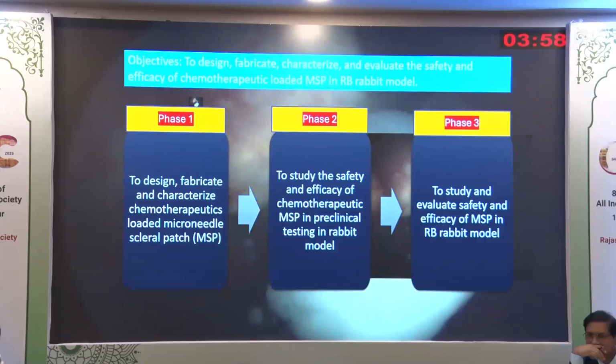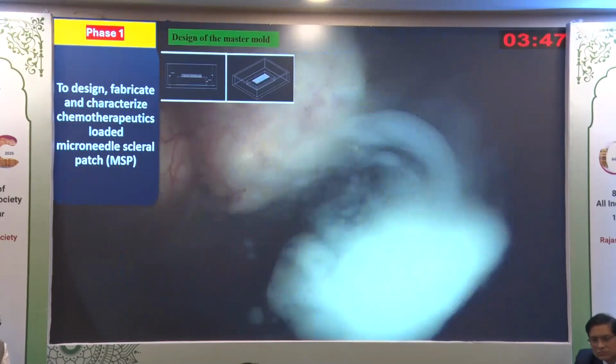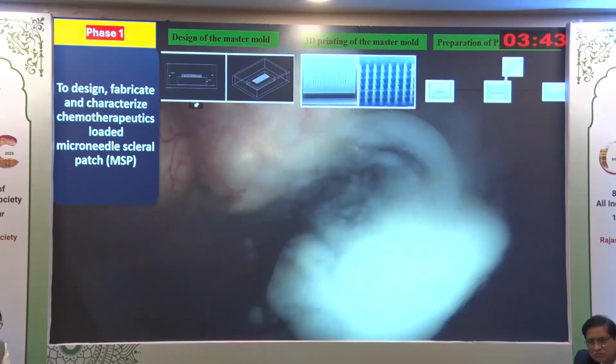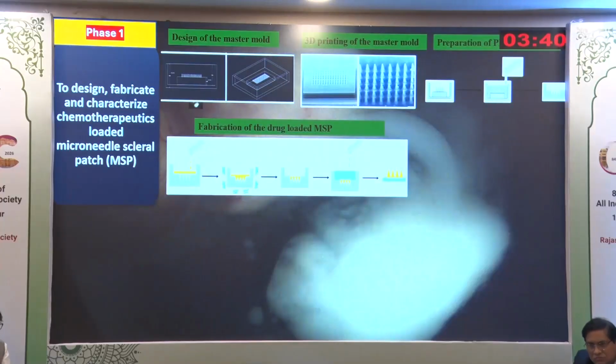So with that, I come to the objectives of my presentation: to design, fabricate, characterize and evaluate the safety and efficacy of chemotherapeutic loaded microneedle scleral patch in a rabbit retinoblastoma model. In phase 1, we went ahead and designed the master mold using 3D printing technology. The mold was made of polydimethylsiloxane, into which the polymer we used for making these microneedles was 4% sodium hyaluronate. Again, it is a natural constituent of artificial tears.